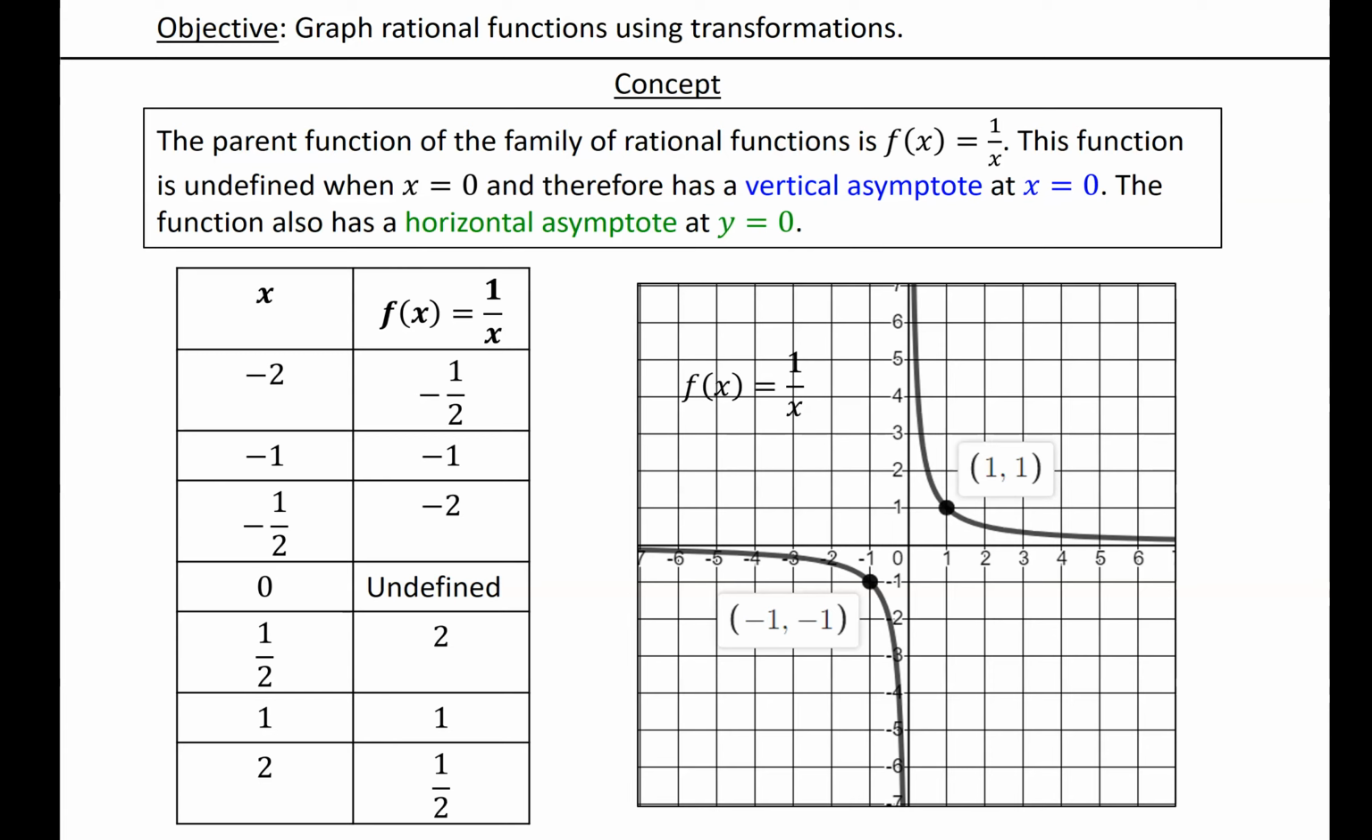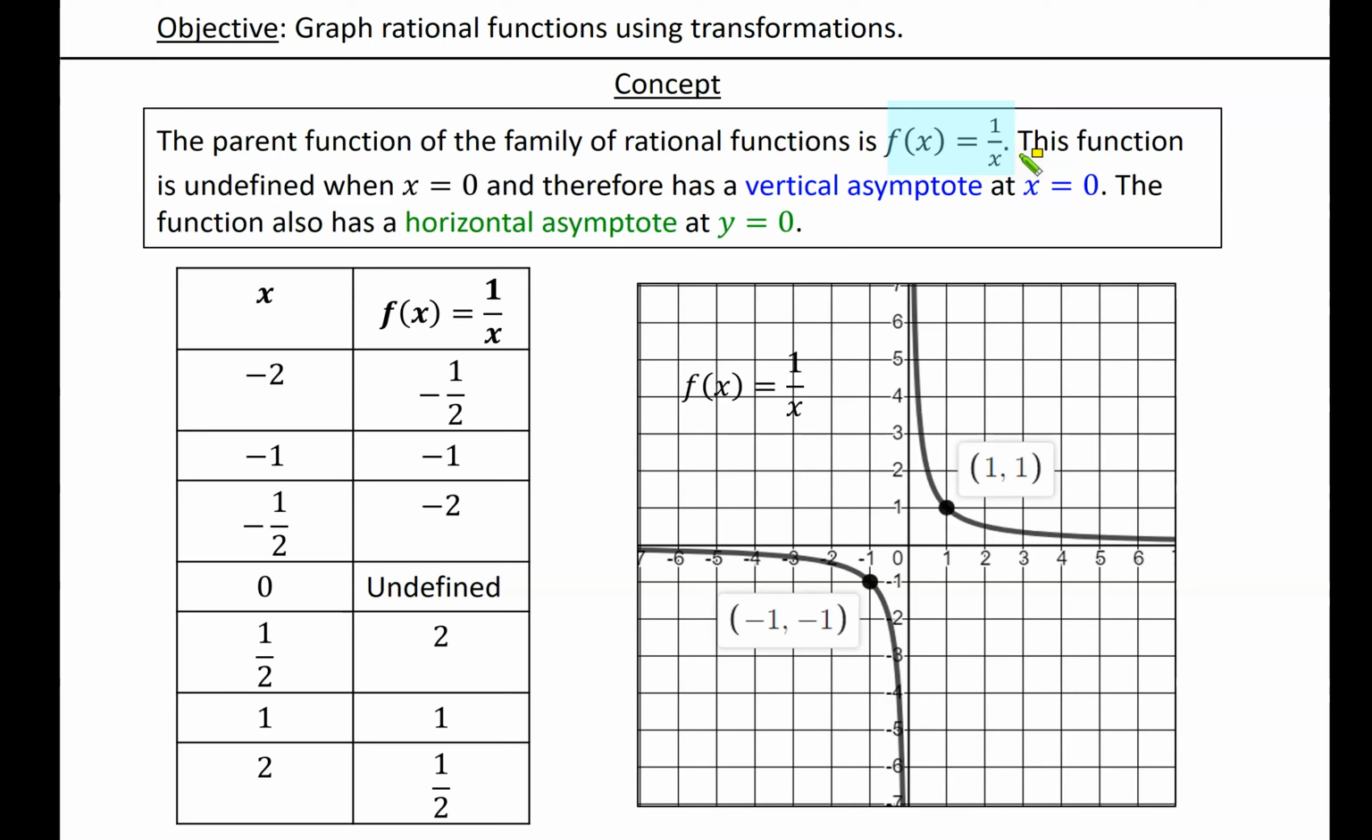So first we're going to talk about what we call the parent function of the family of rational functions. And here we see f of x equals 1 over x. That's the parent function for the family we call rational functions. There are some key characteristics of this function that we can use when graphing using transformations. One is that if x is equal to 0, that gives us a ratio of 1 over 0, which is undefined, meaning it doesn't equal a number value.